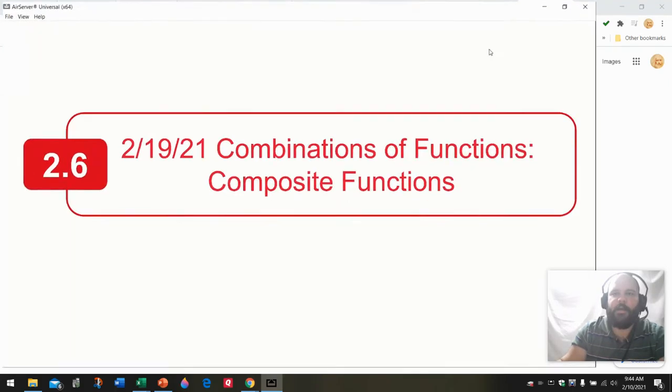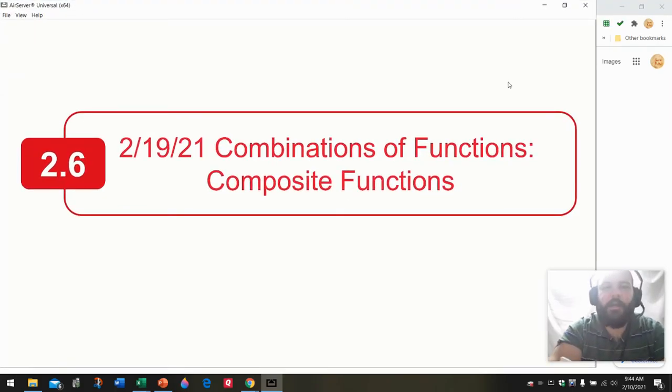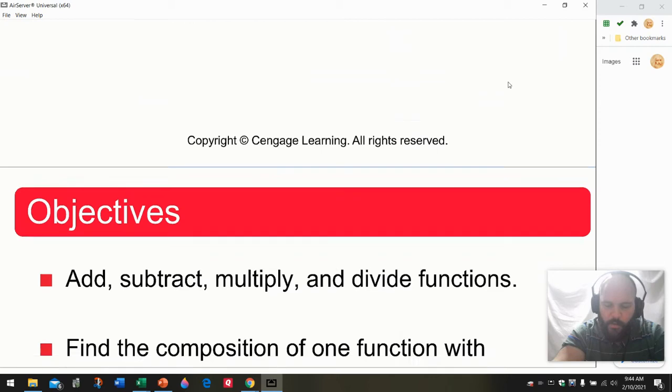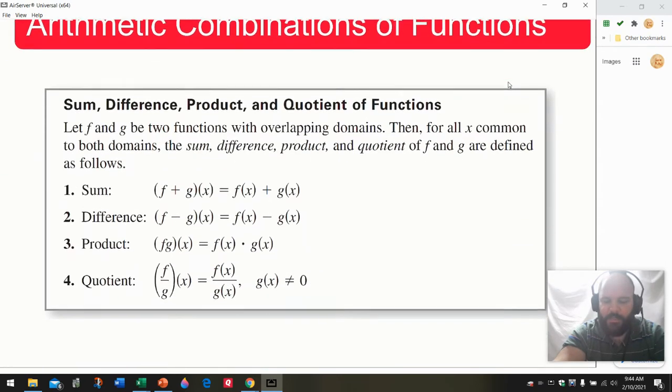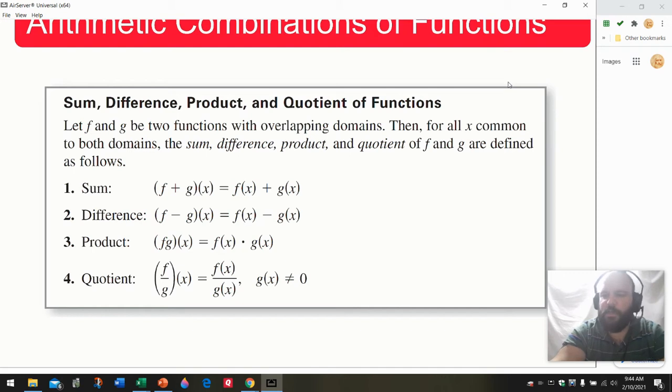Hello, everybody. Today we're going to begin discussing Chapter 2, Section 6. And what Section 6 deals with is combinations of functions, and more specifically, how to compose them. Now, I believe that you learned this a little bit last year, although I'm not going to assume that you did. I am going to teach this as if this is the first time that you've learned this.